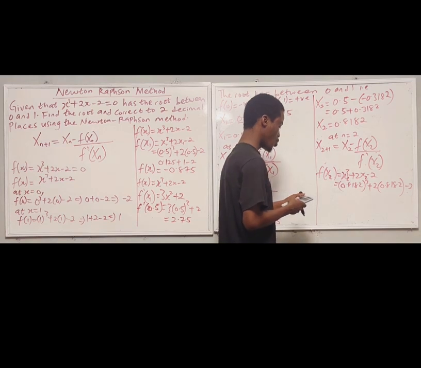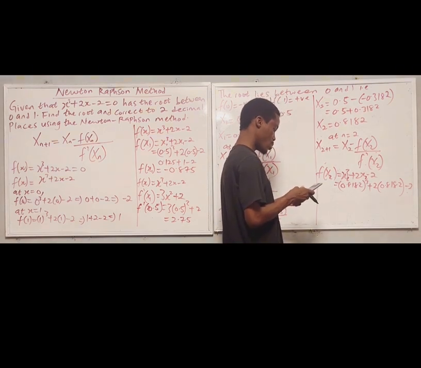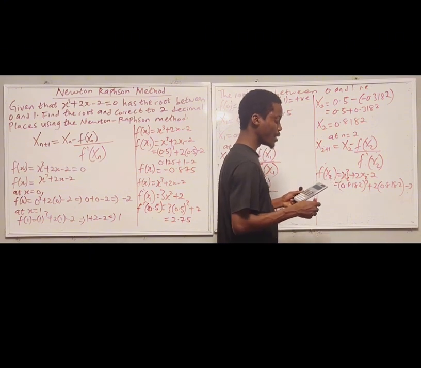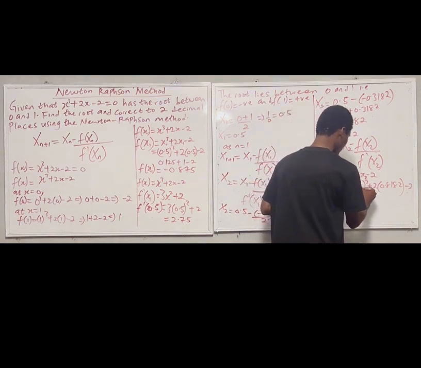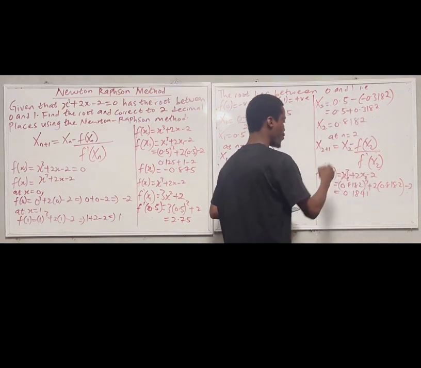If I calculate this, I'm going to have 0.8182 to the power of 3 plus 2 times 0.8182 minus 2, which is 0.1841. So my f of S2 is this, 0.1841.